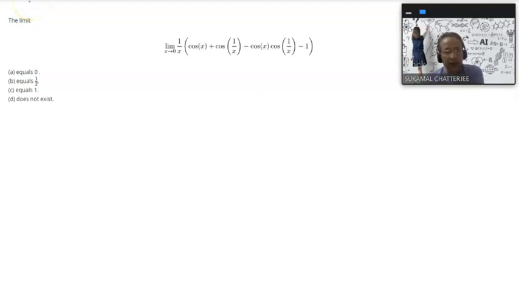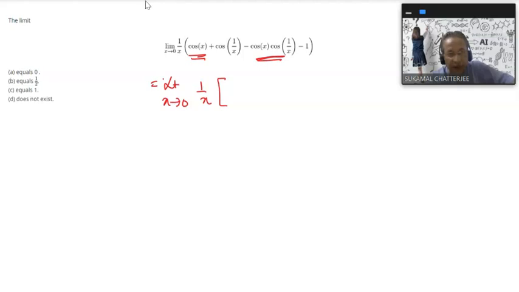Hello, we are discussing the ISI 2023 Bstat paper, and this is question number 40, where we are asked to find the limit of this expression. So it says limit x tending to 0 of this whole thing. So we can write this as limit x tending to 0 of 1 by x. Now we factorize the expression within the bracket. So I have cos x and minus cos x into cos of 1 by x.